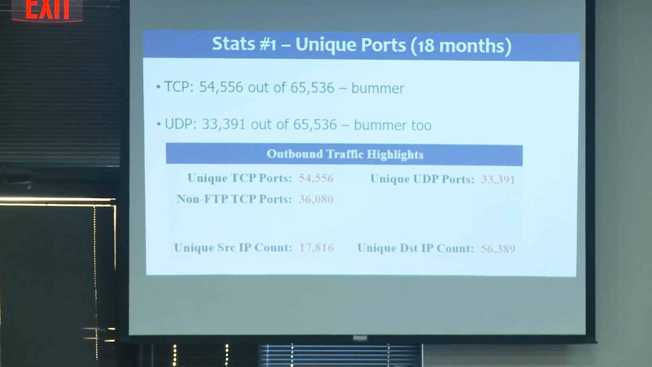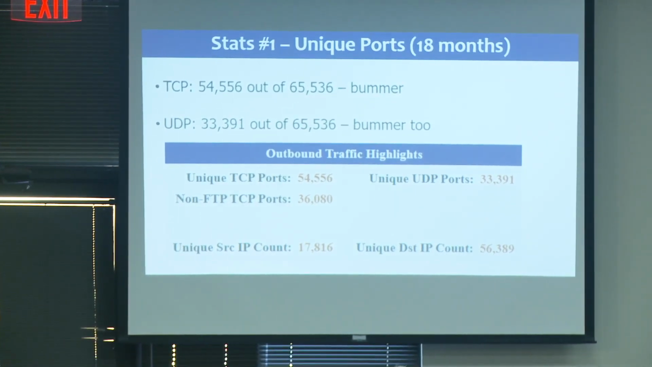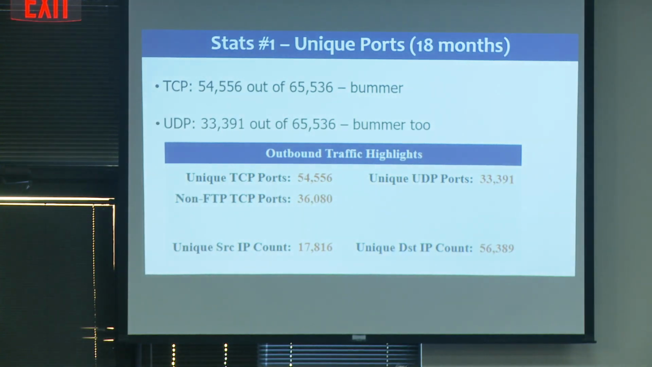On the unique destination IP count, again, these are the unique numbers pulled from the database. Excluding web and DNS, I think it's actually a pretty small number, because over 18 months, out of the 4+ billion IP addresses, you hit only 56,000. Okay, that's maybe not bad.